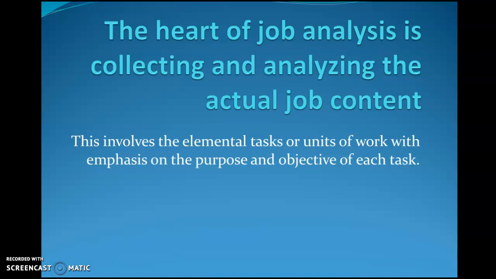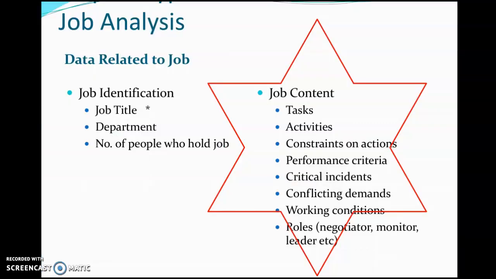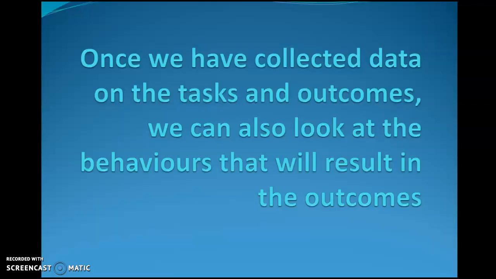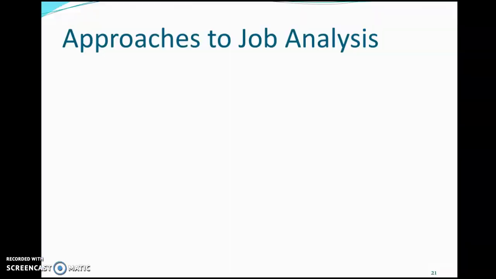So really, when we're looking at what work is required, we're trying to find out what is the purpose and the objective of each task to make sure that that is still in alignment with what we're trying to achieve strategically. It's still what we want this position to actually do. Right, so that's just where we are in terms of what other information we're looking at when we do job analysis. So once we've collected all the data on all the tasks and the outcomes, we can now look at the behaviors that we expect people to demonstrate that will result in the outcomes. So we have duties and tasks and responsibilities as well as behaviors.